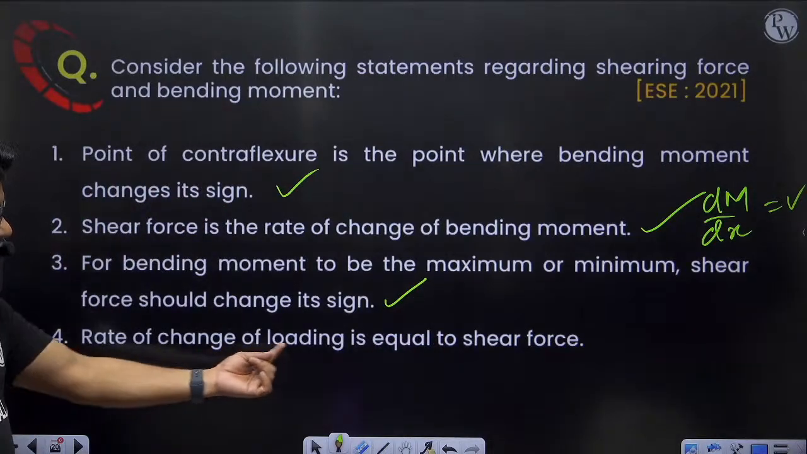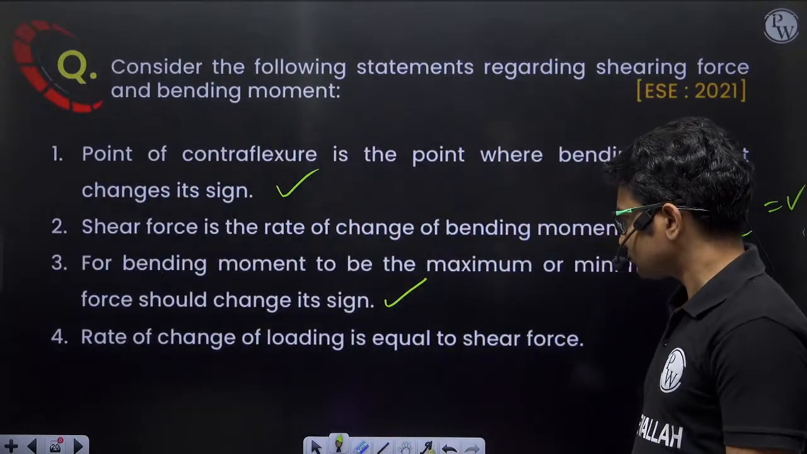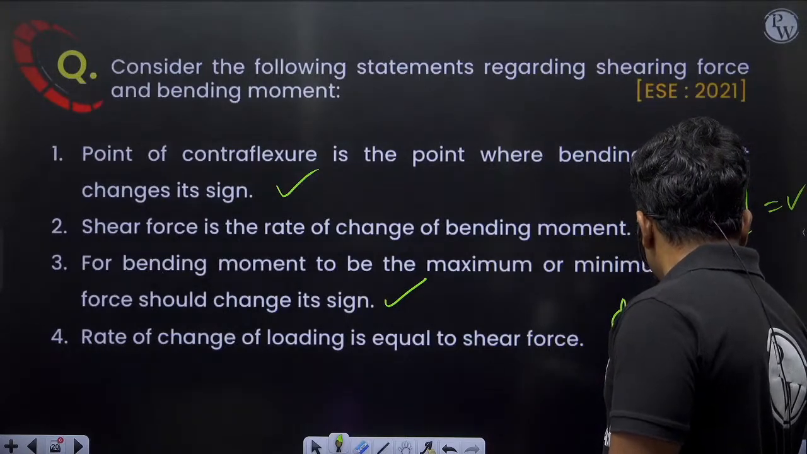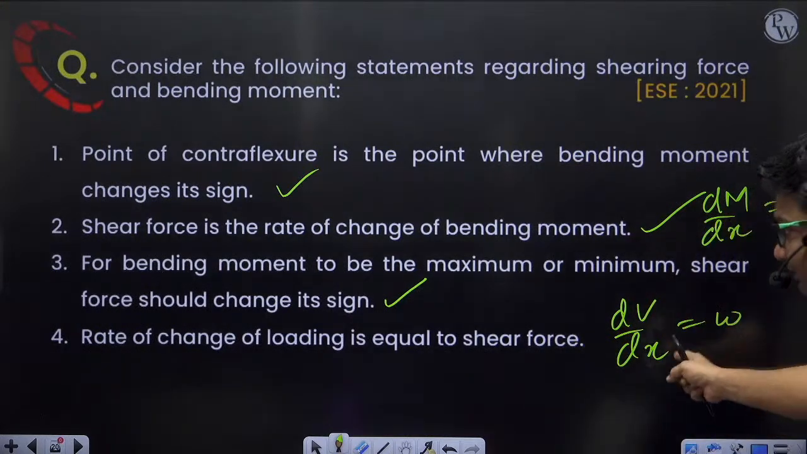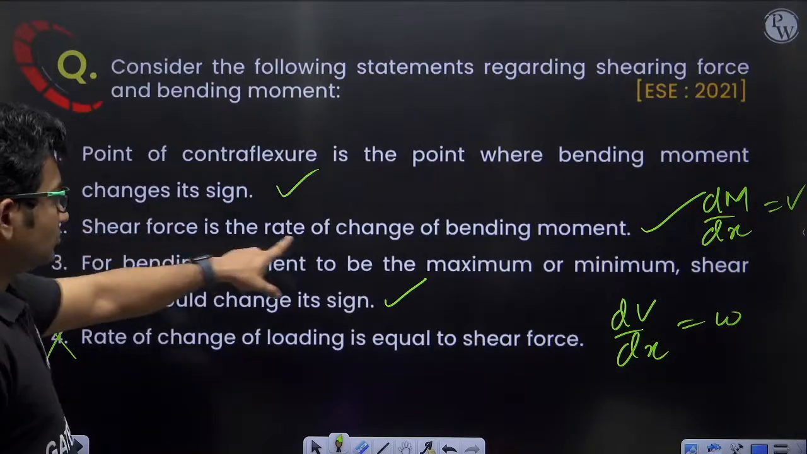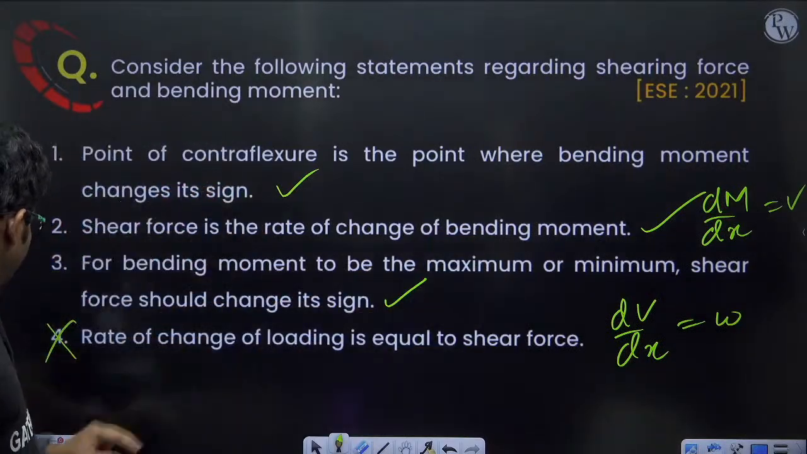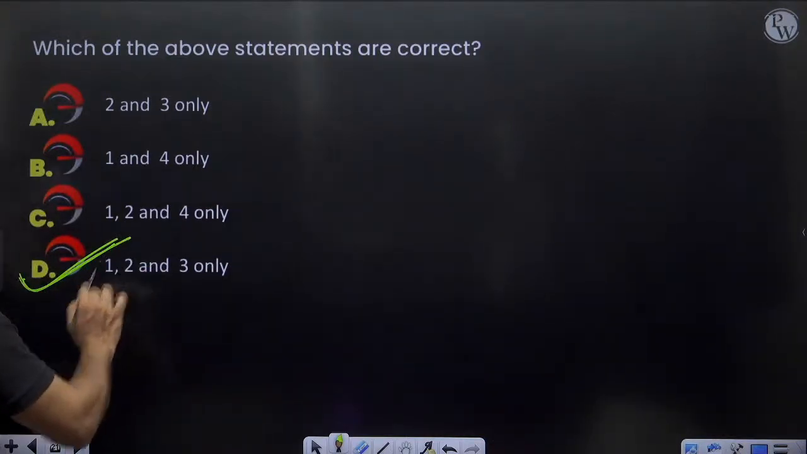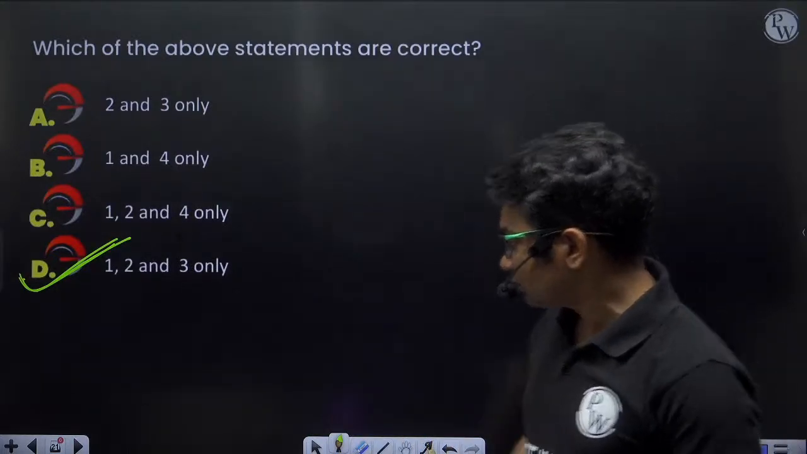Rate of change of loading is equal to shear force. No, dV by dx is equal to loading. So rate of change of shear force is equal to loading. This is given opposite. Rate of change of shear force is equal to loading, and rate of change of bending moment is equal to shear force. So 1, 2 and 3 are correct. So correct answer will be option D. Also check if they are asking for correct answers or incorrect answers.